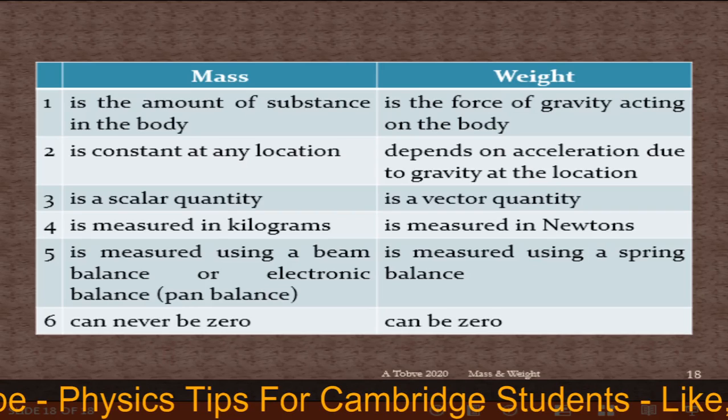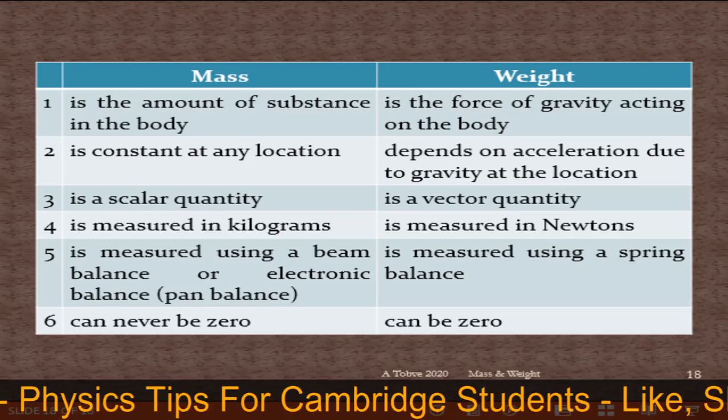Mass is measured using a beam balance or electronic balance or a pan balance. Weight is measured using a spring balance. Mass can never be zero, but weight can be zero. That marks the end of our lesson for today.